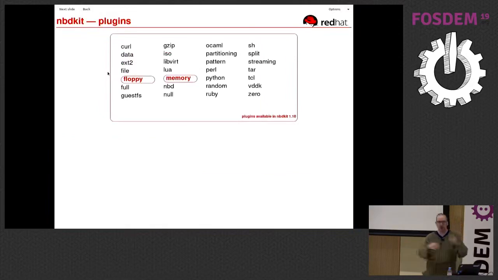Okay, so you don't have to write plugins. You can use existing plugins. We've got loads of them. I don't know what to demonstrate, so I'm just going to demonstrate 2 fairly much at random: the floppy plugin and the memory plugin, which is a RAM disk.